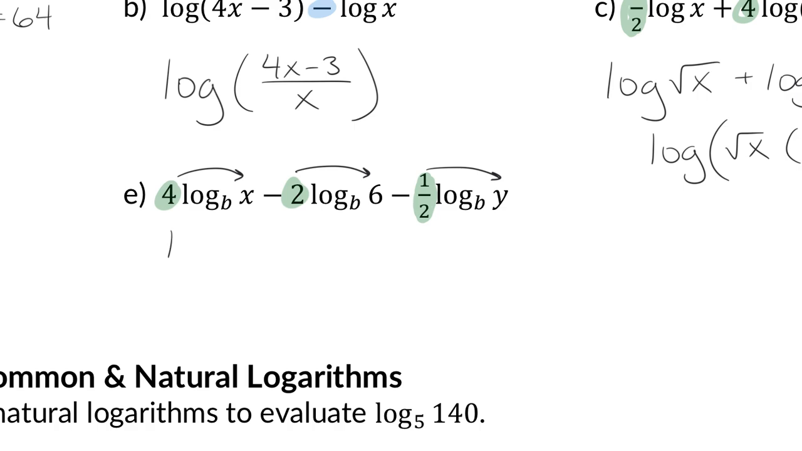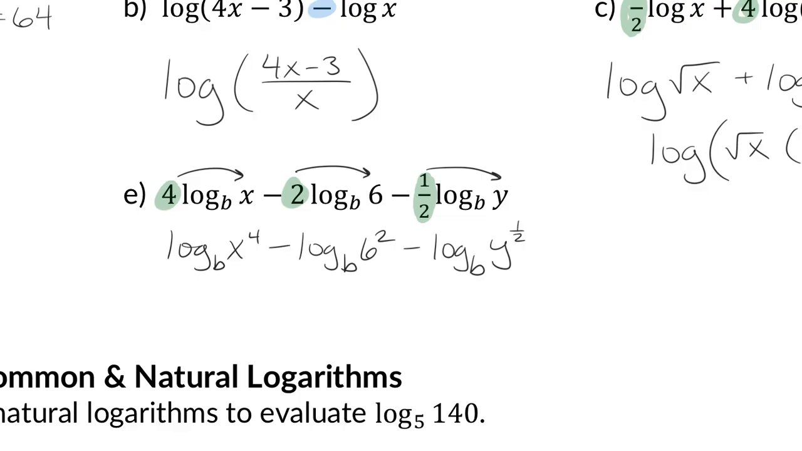This becomes log base b of x to the 4th minus log base b of 6 squared minus log base b of y to the 1/2. If you saw that it's 1/2 and wanted to change it to a square root already, go for it. I'm going to leave this one as 1/2.